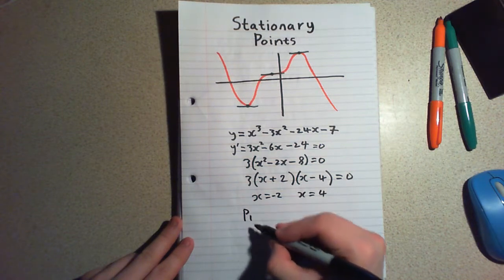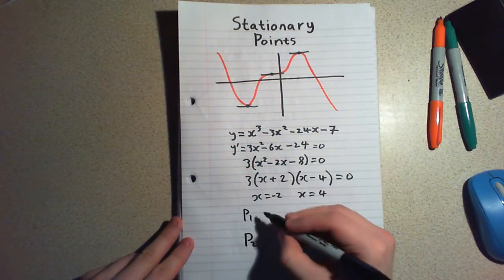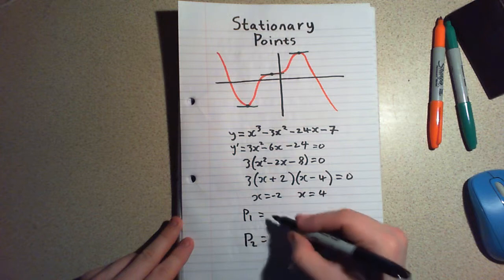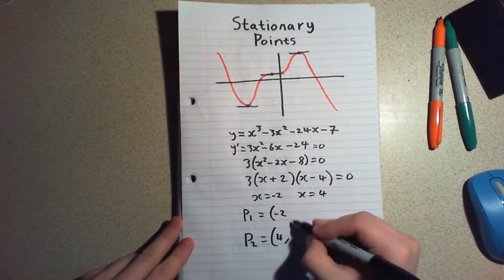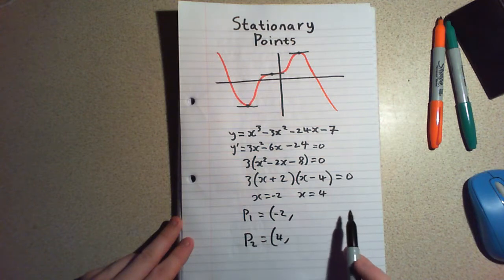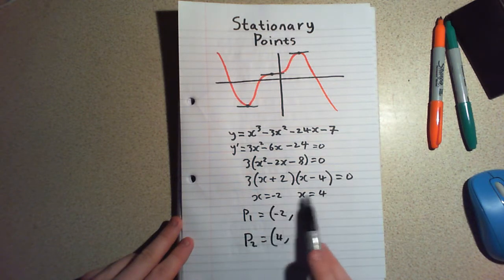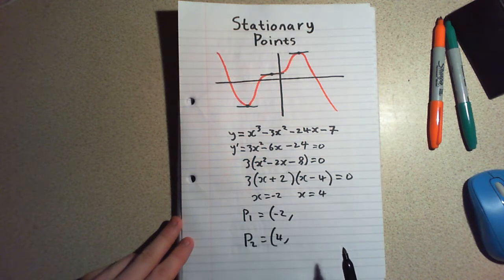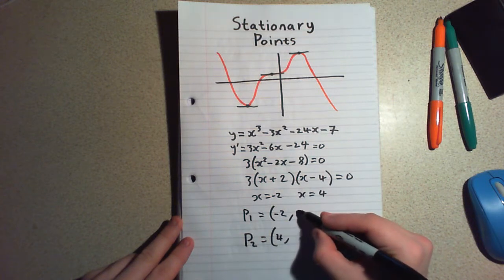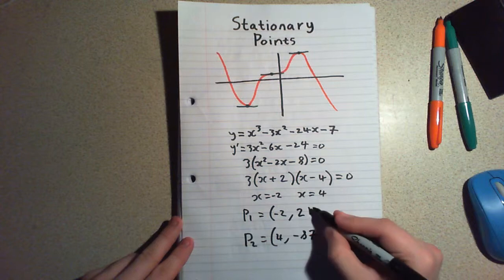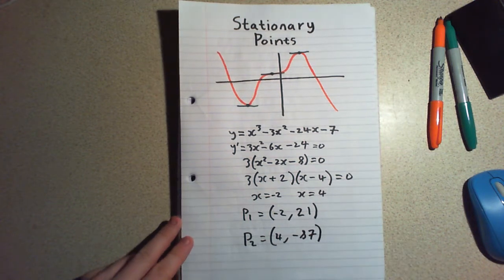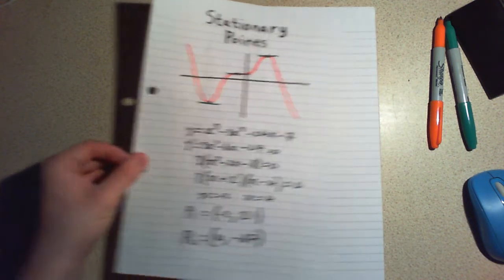So we can have 2 points, point 1 and point 2, and they are minus 2 and 4. And to find the y values, I'm not going to go through it, but just substitute these values back into our original equation, and you'll be able to find the y. There's no point wasting your time doing that. It's 21 and minus 87, I work that out to be. So these are our 2 points.